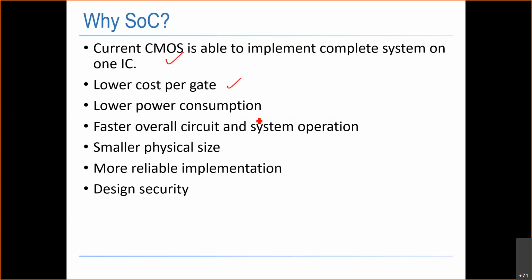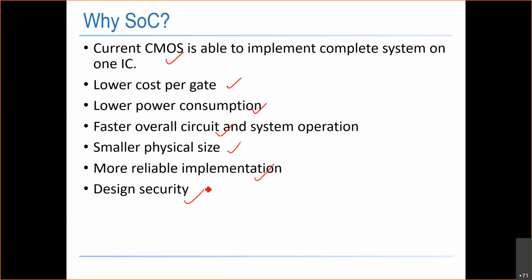Also gives you better power consumption. You can make faster circuit because everything is tightly integrated. Smaller size because everything's on a single chip. You don't have to make a PCB and then make the design bigger. More reliable because everything's on the same IC, so you have less points of failure in the system. And like I mentioned, it's design security.